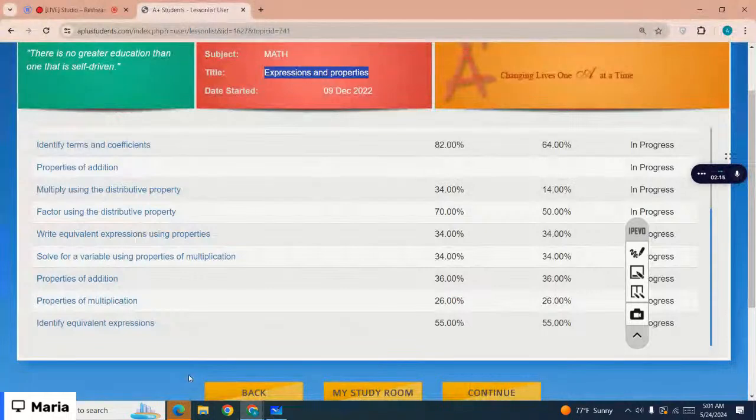Okay, here I'm on grade 6 math. The chapter we are on is expressions and properties. Let's start with the lesson solve for a variable using properties of multiplication. Let's start the lesson.